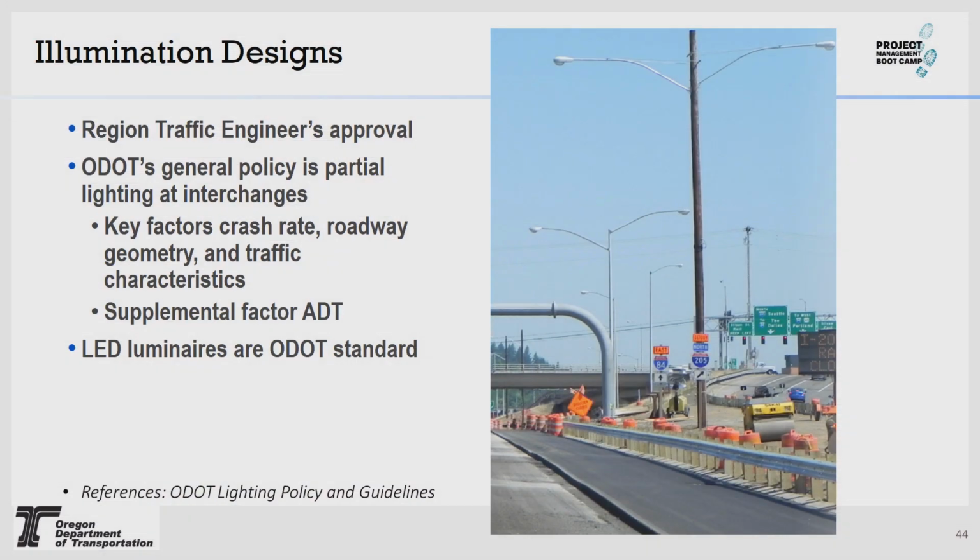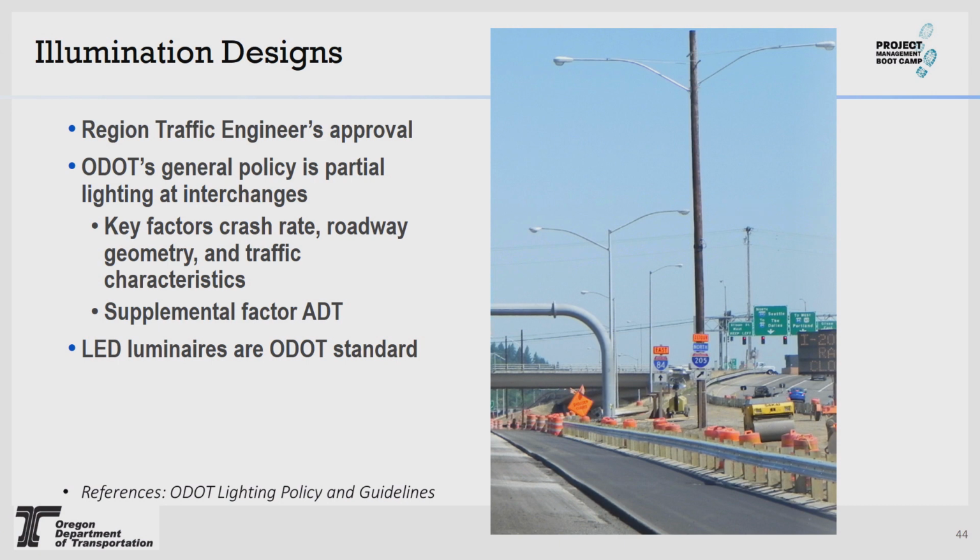In signal design, it basically includes detection systems, signal timing design, signal phasing, emergency vehicle preemption design, railroad clearance, if applicable, and sometimes it can be pretty complicated. Illumination design, typically this is a region traffic unit's authority, so the approval doesn't have to go to the state traffic roadway engineer's office.